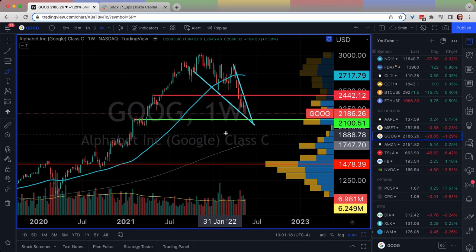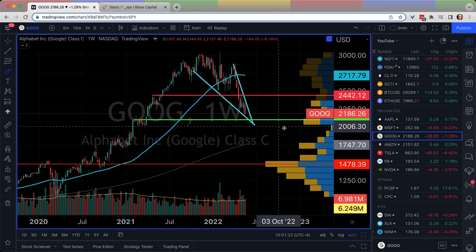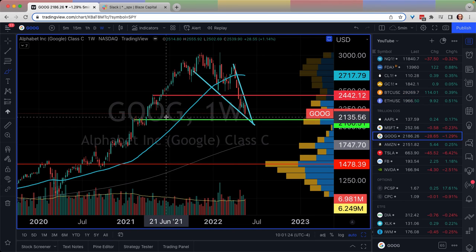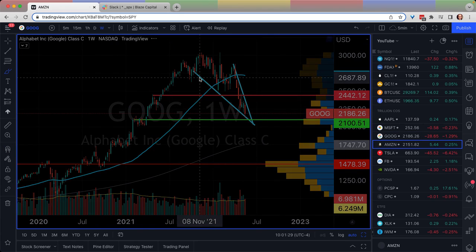GOOG looks similar to Microsoft. Falling wedge. Interesting. This looks interesting. The gap is filled as well, right? That micro gap here is now filled, so that's a check.